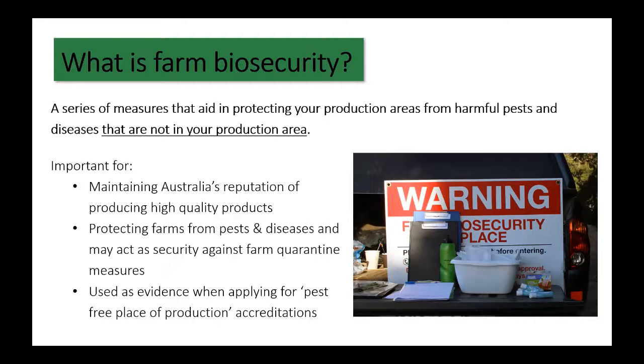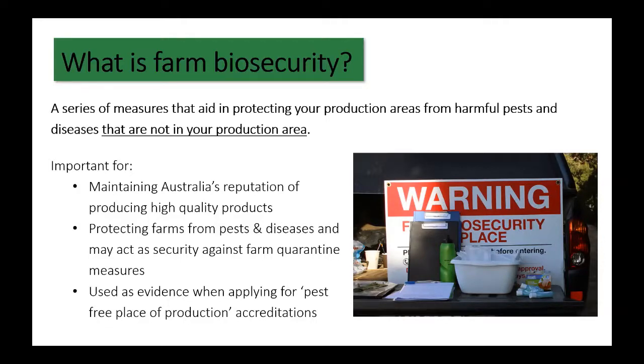This on-farm biosecurity is really important for maintaining Australia's reputation of producing high quality products, which is really important for export. And these on-farm biosecurity measures, by protecting your farm from pests and diseases, can also act as security against farm quarantine measures and can be used as evidence when applying for pest-free place of production accreditations.